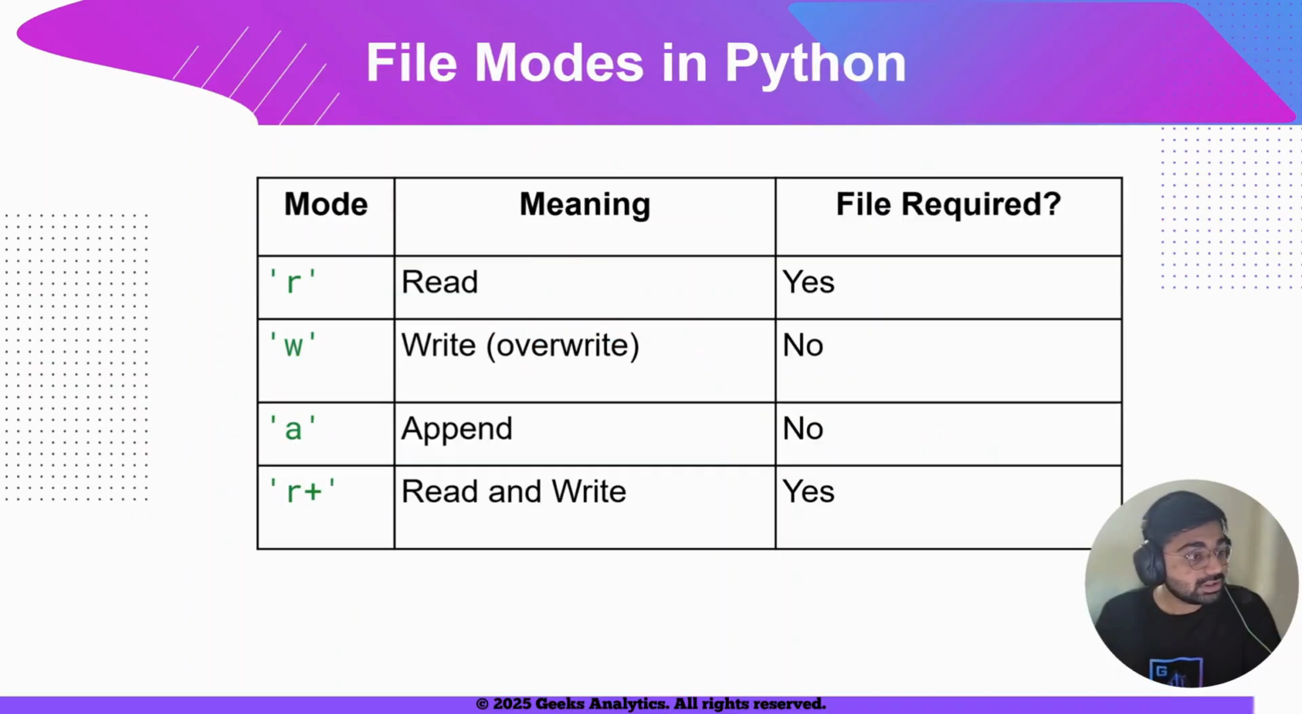So the file modes that we have: first is read only. If the file does not exist, it raises an error. That's why file required is yes. Then we have write only mode, in which if the file does not exist, a new file is created, or if the file is already present, then the data is overwritten in that file. Then we also have append mode, which adds data at the end of the file. For that also, if the file is not present, a file is created, or if the file is already present, then the data is not overwritten, but new data is added after whatever data is currently present there. And we also have r plus mode, which allows both reading and writing. In this case, the file must exist because it also reads the data currently present in the file.